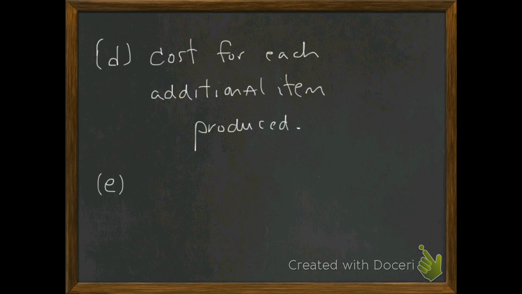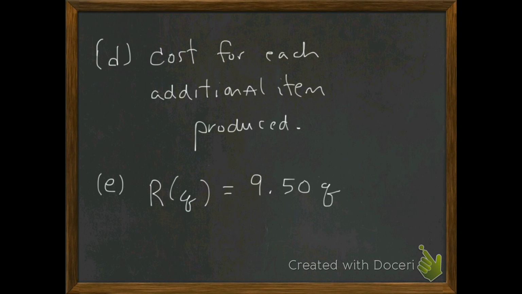All right, gang, part E, if the item is sold for $9.50 each, what is the revenue function? Well, guys, the revenue function is just R of Q, and it's the price, which is $9.50, times the number produced.